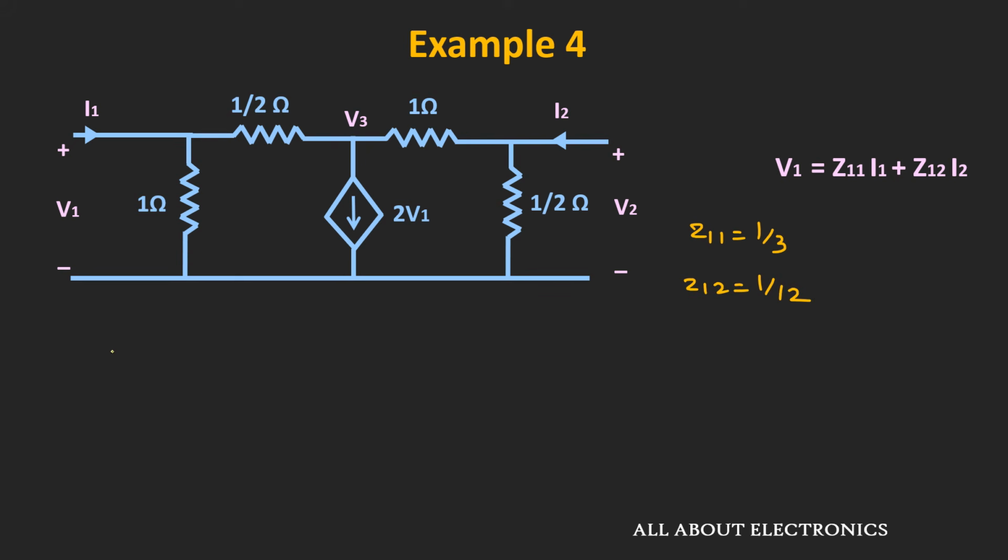So here if we write all the Z parameters, then Z11 is equal to 1 by 3 while Z12 is equal to 1 by 12. Similarly, the Z21 is equal to 0 while the Z22 is equal to 3 by 8. So these are the Z parameters for the given circuit. So that's it for this video, and I hope in this video you understood how we can find the Z parameters for the different circuits.